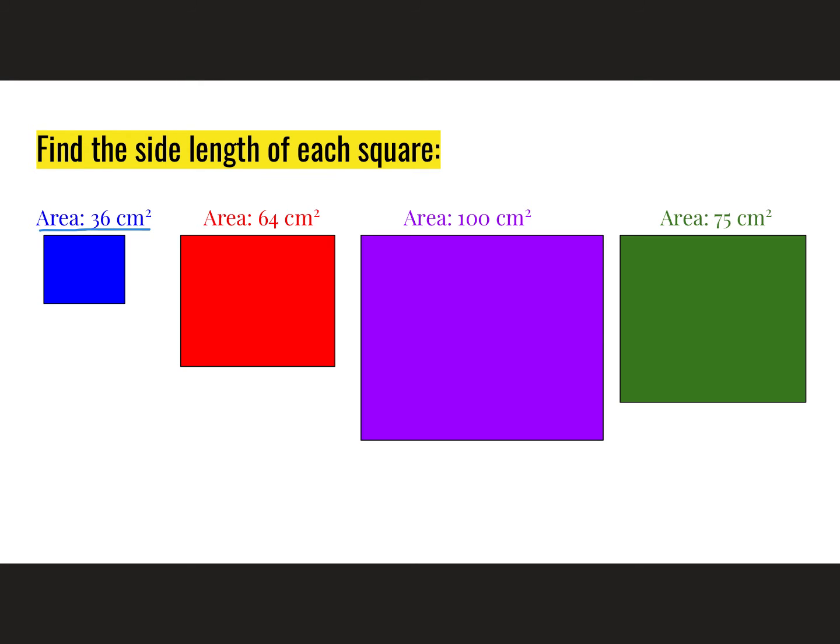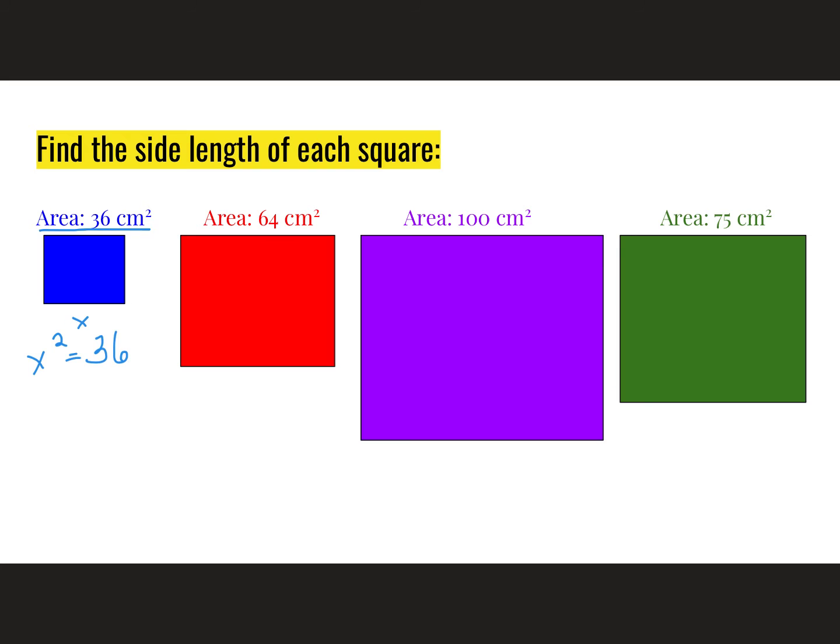This square has an area of 36 centimeters. I know that if I want to find out how big the square is, I do the side length, which in this case we're going to call the side length x. So x squared must be 36.